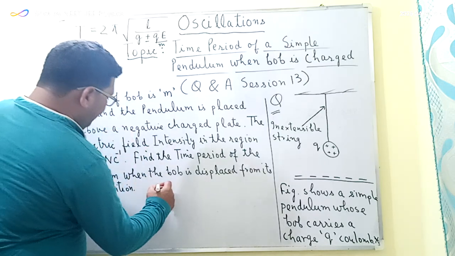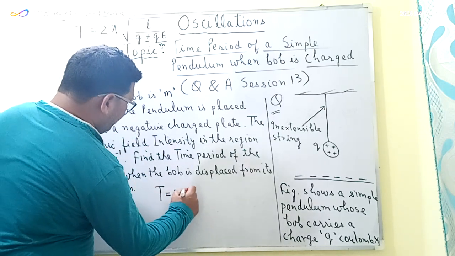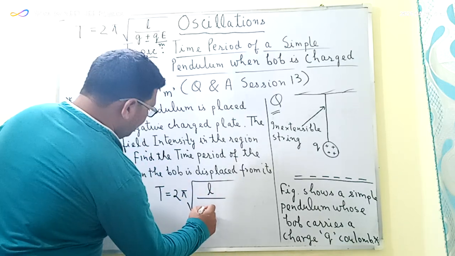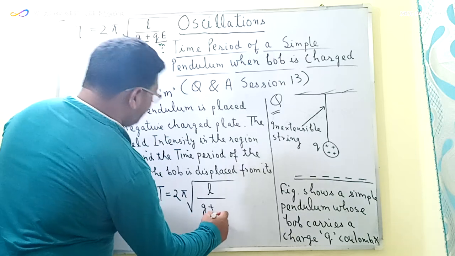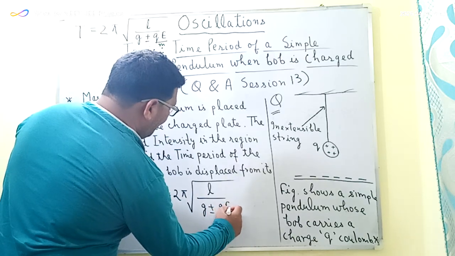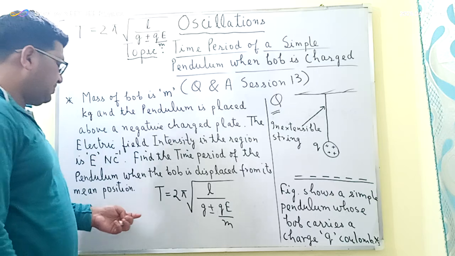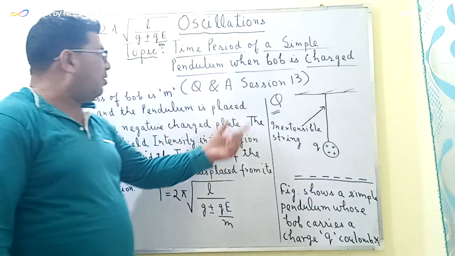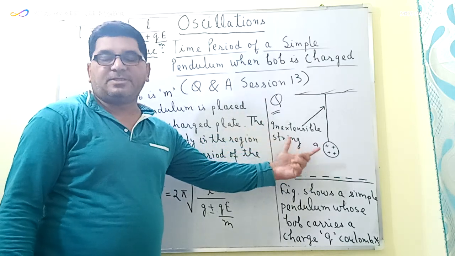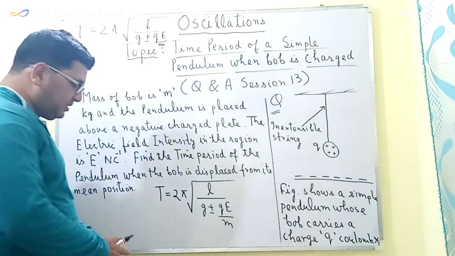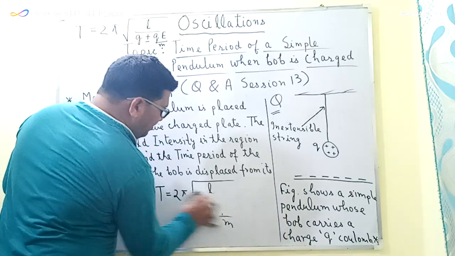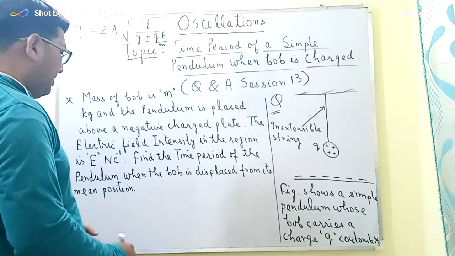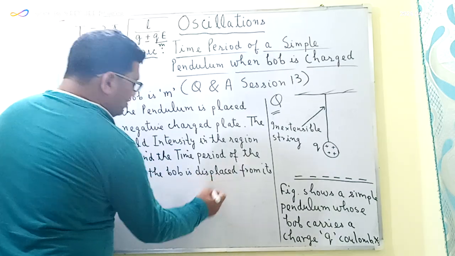I will write this formula here. T is equal to 2 pi under root L upon G plus minus QE upon M. So this is the formula for the time period of a simple pendulum when the bob of that pendulum is carrying a certain charge. So here in this session we will be simply deriving this formula with the help of the parameters which have been given in this question.